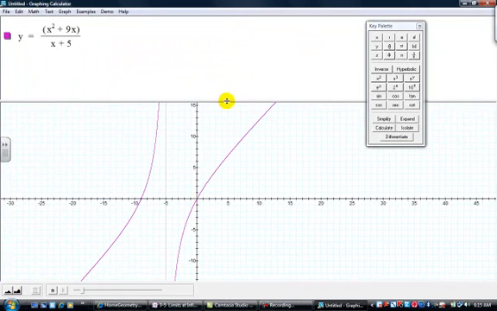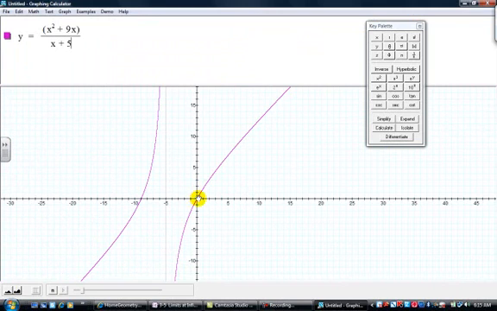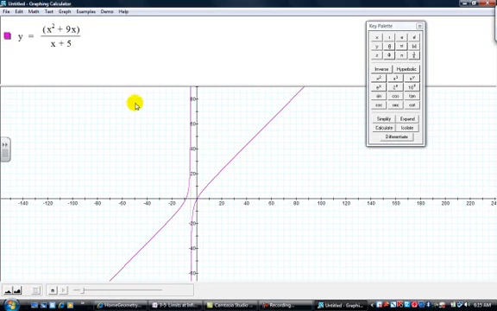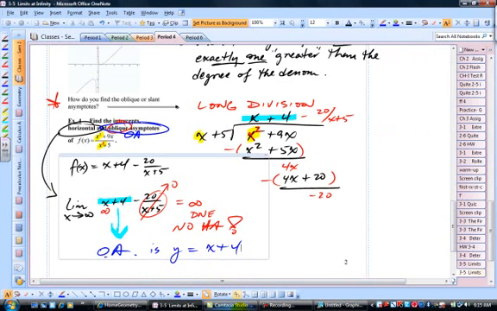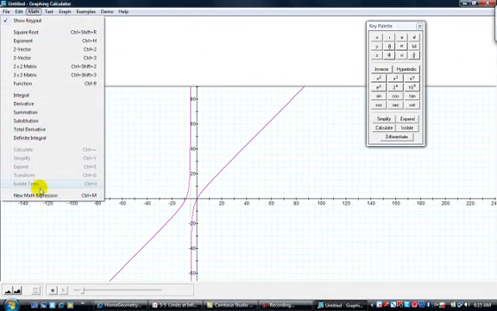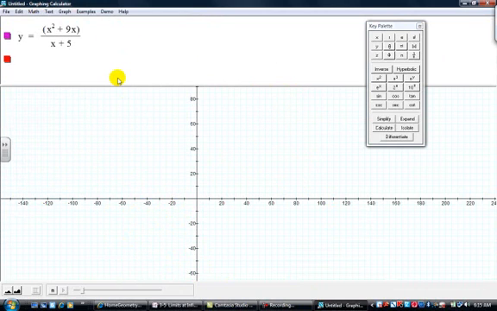Here's your function here. Now notice, let me zoom out a little bit more so you can see it. Now notice that as x gets large to the right, it flattens out to a line. As x gets large to the left, negatively, it flattens out to a line. Look at that. When I zoom out, you can see it. Now we just found earlier that the oblique asymptote is y equals x plus 4. So let me plot that too, so you can see that on the graph as well. So y equals x plus 4.